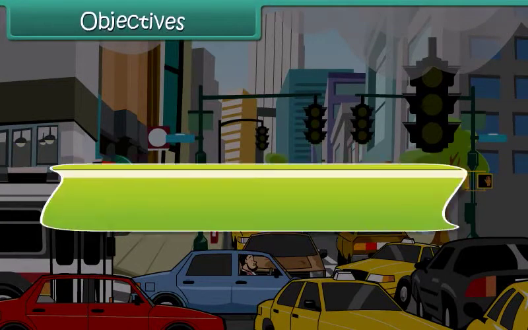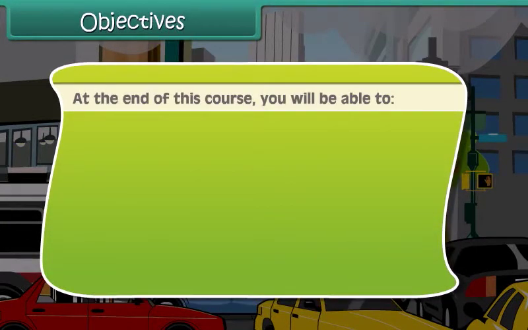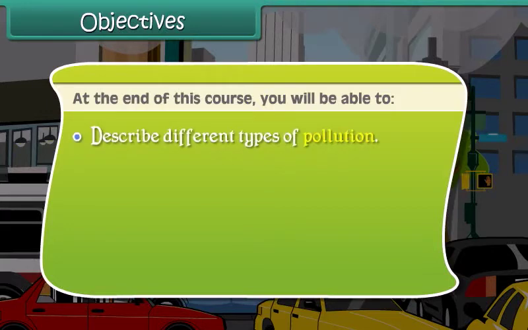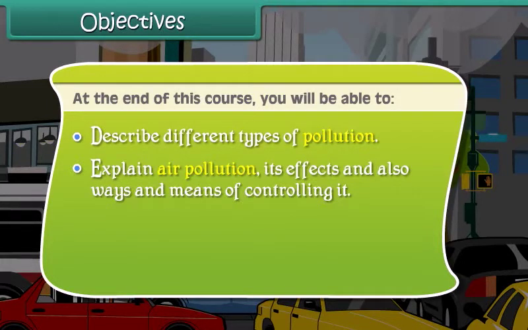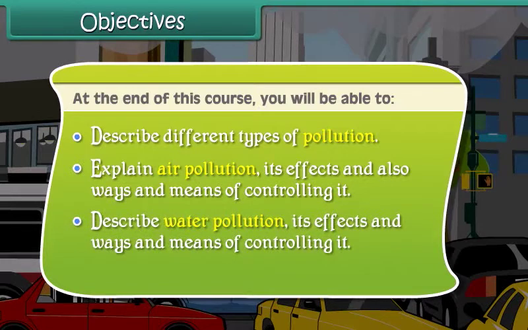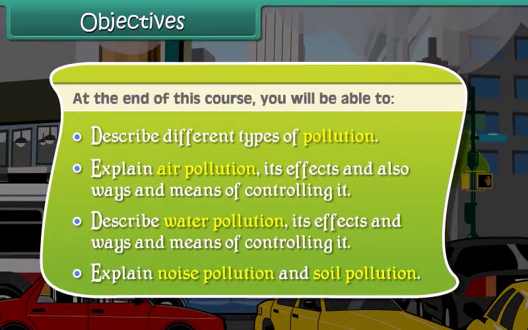Objectives. At the end of this course, you will be able to describe different types of pollution, explain air pollution, its effects, and also ways and means of controlling it. Describe water pollution, its effects, and ways and means of controlling it. Explain noise pollution and soil pollution.